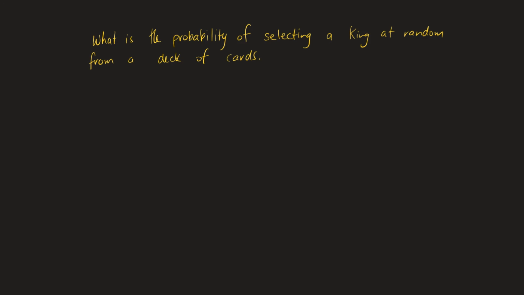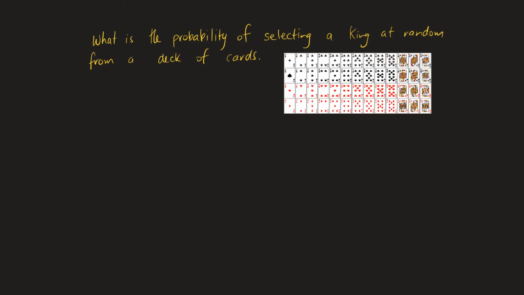All right, in our final example now, what is the probability of selecting a king at random from a deck of cards? So the first thing you need to know here is how many cards are in a deck. So here I've got a picture of a deck of cards, and you can see they're all laid out from ace going all the way up to king. There are 13 of each suit. So 13 clubs, 13 spades, 13 hearts, 13 diamonds. In total, there's 52 cards, 26 of them are black and 26 of them are red.